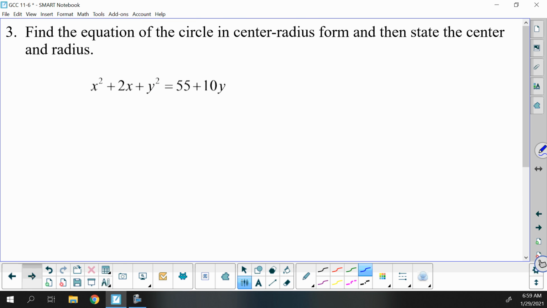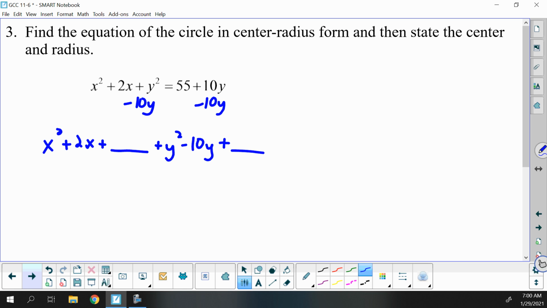If we move over to page 32, this is not in either standard or center radius form. It's not standard because not everything's on the same side, but we want to eventually get it into center radius form, state the center and the radius. So we're going to have to subtract the 10y over because we want only the constant on the right. And as I rewrite this, I'm going to leave my spaces. So x squared plus 2x plus blank plus y squared minus 10y plus blank equals 55.